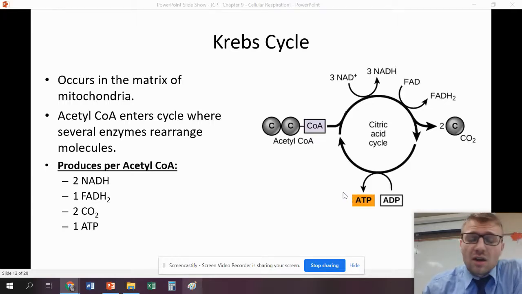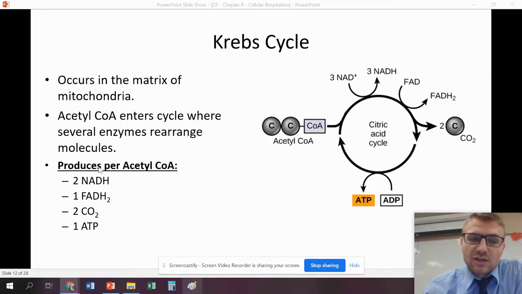I know there's a lot of words here, and I know it sounds very confusing. Try to memorize just where each of these are being produced. Now remember, per acetyl-CoA, we're making each one of these. So we have to double it because we have 2 acetyl-CoAs coming in from the prep step, and that's because we have 2 pyruvates going into the prep step.